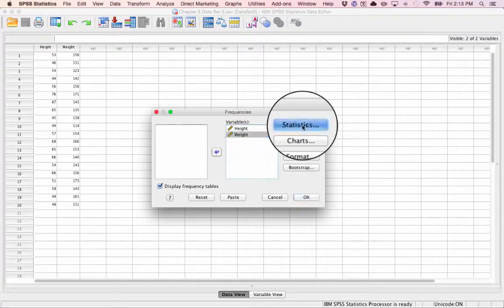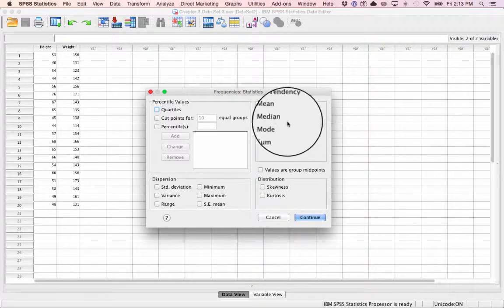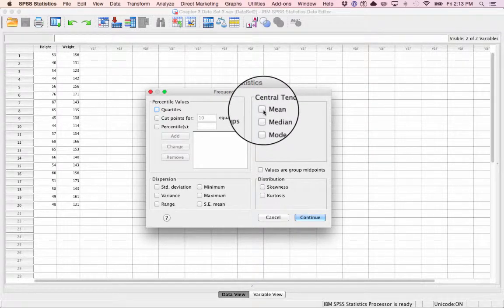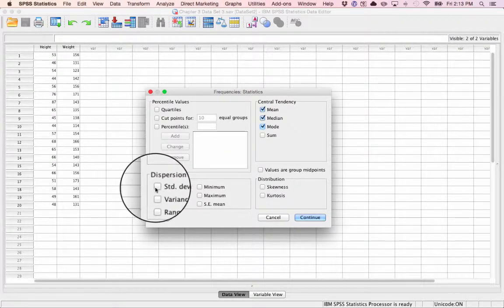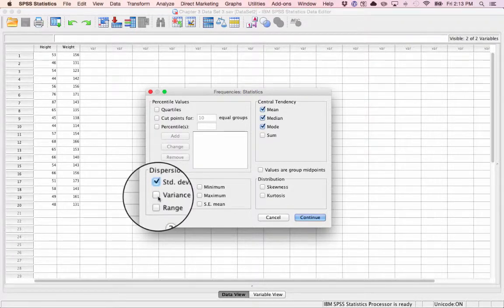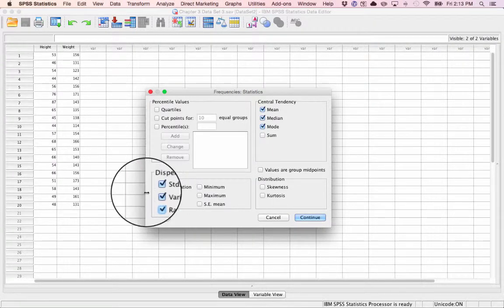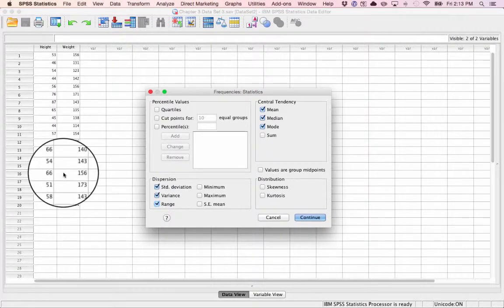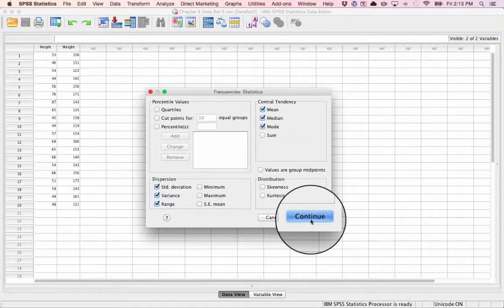Next, we're going to click on the Statistics button. This will allow us to choose which values we would like to see presented. I am going to ask SPSS to provide me with the mean, the median, and the mode under central tendency, and under dispersion, I'm going to ask it to provide me with the standard deviation, the variance, and the range. This will give me an idea of how spread out the data is, as well as the measures of center. After you've collected all the statistics you would like to see, we'll hit the Continue button.